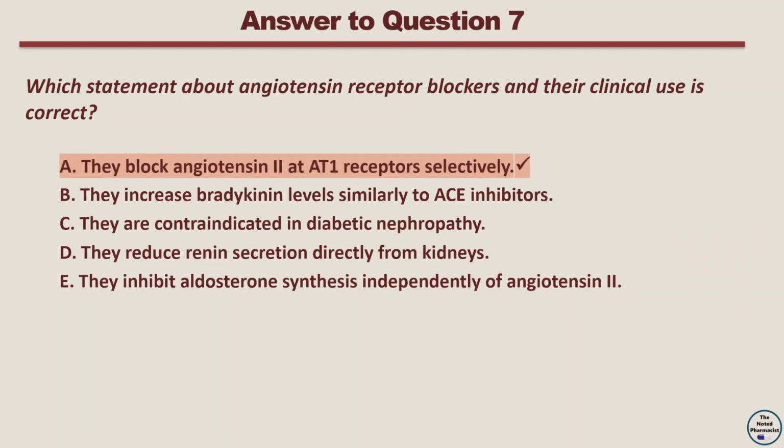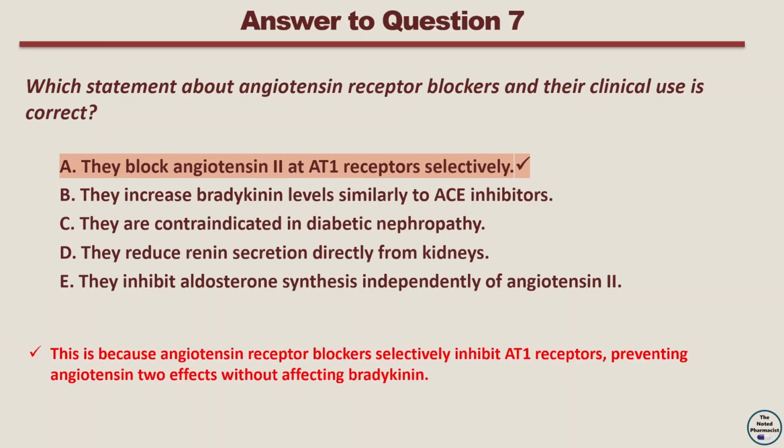The correct answer is option A. They block angiotensin II at AT1 receptors selectively. This is because angiotensin receptor blockers selectively inhibit AT1 receptors, preventing angiotensin II effects without affecting bradykinin. All other options incorrectly describe their mechanism or clinical role.